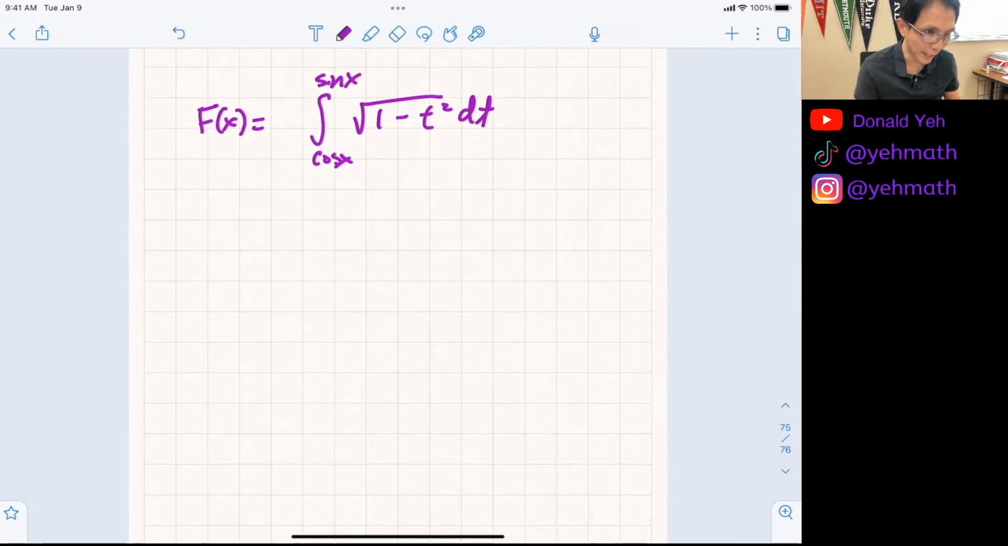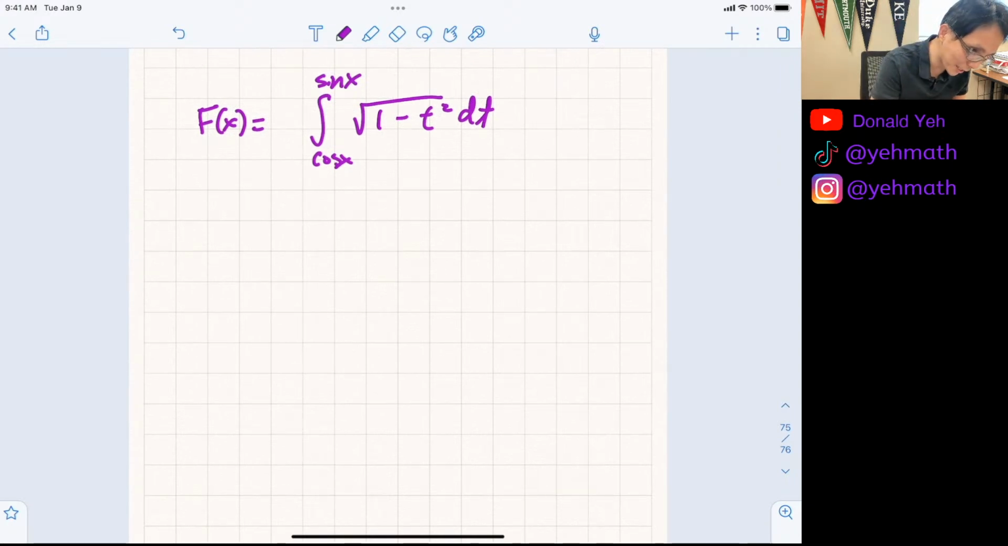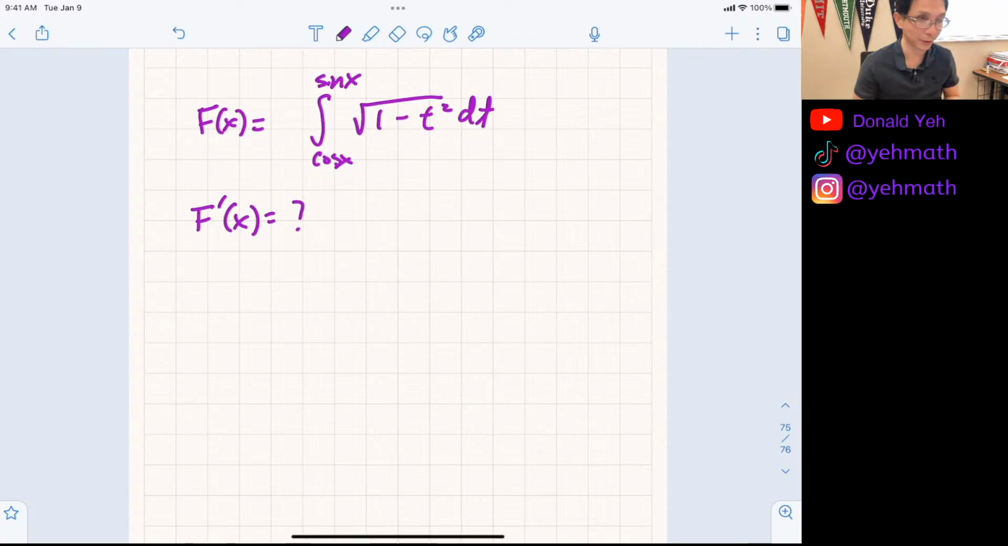So then you say, okay, what is this question asking? This question is going to ask you, what is f prime of x? And you're like, okay, how do I integrate? And the boundaries are sine of x and cosine of x, and I want to find the f prime of x.